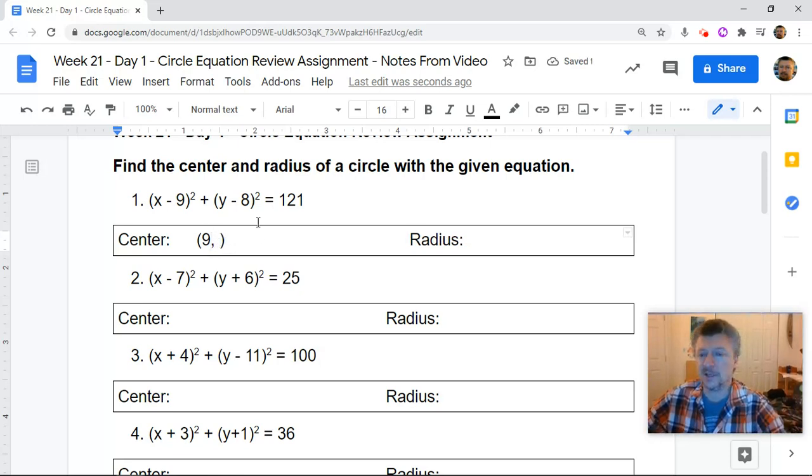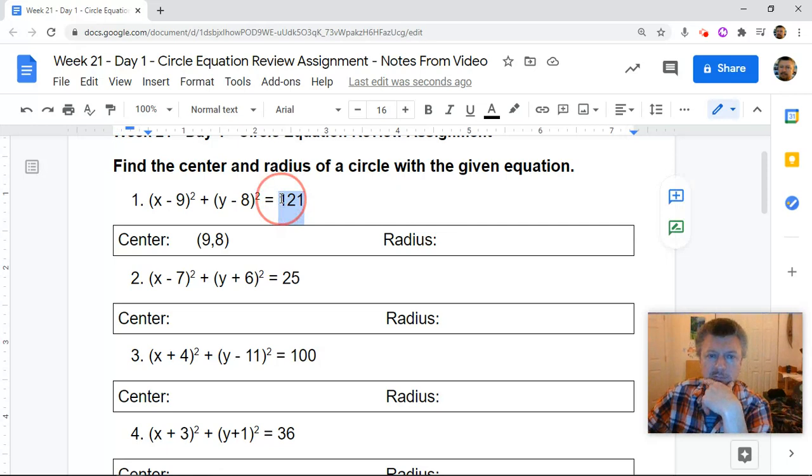We have y minus 8. The opposite of minus 8, or negative 8, is positive 8. That's it. So there's the center point. Always the opposite. The radius. Now at the end of our circle equation, we have the radius squared. Now this radius squared is 121.